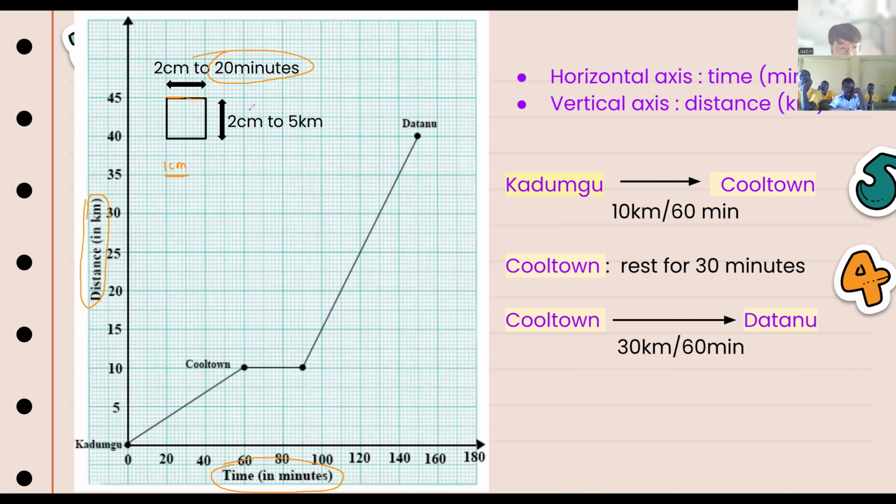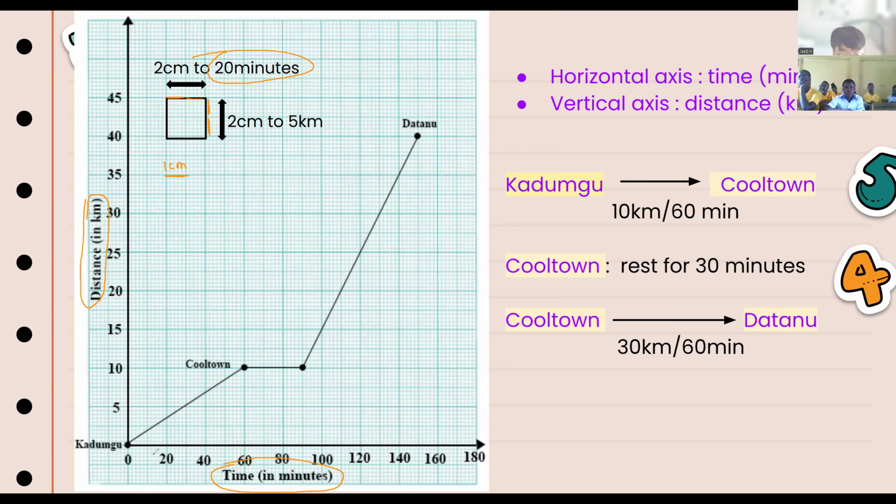That's the scale you're going to draw the graph with. And then 2 centimeters for 5 kilometers of distance. So 1, 2, and this much is 5 kilometers. So we can draw the graph.